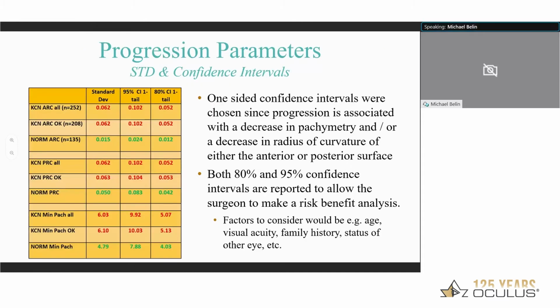And we developed, again, both an 80% and a 95% one-sided confidence interval. It's not important for you to look at these numbers, but what you will see is what we would have anticipated, and that is the noise levels for the keratoconic population are higher than those for the normal population. And again, one-sided because we're only interested in things steepening or thinning.